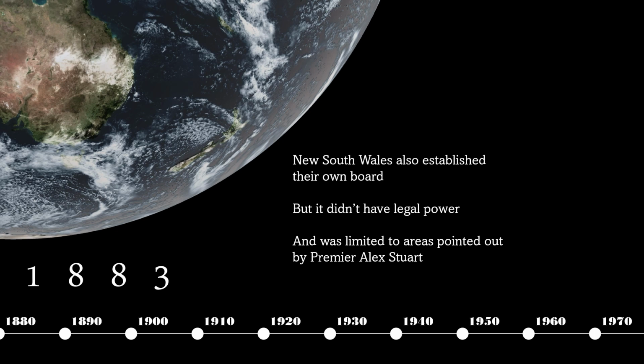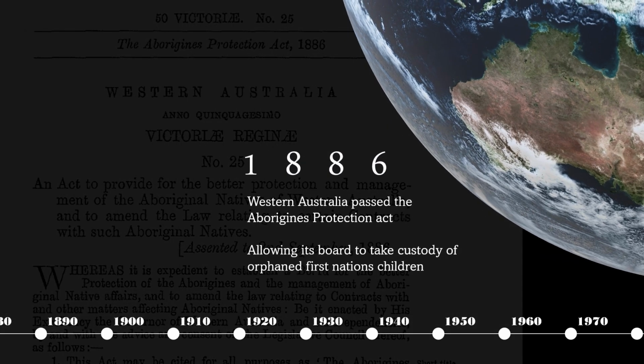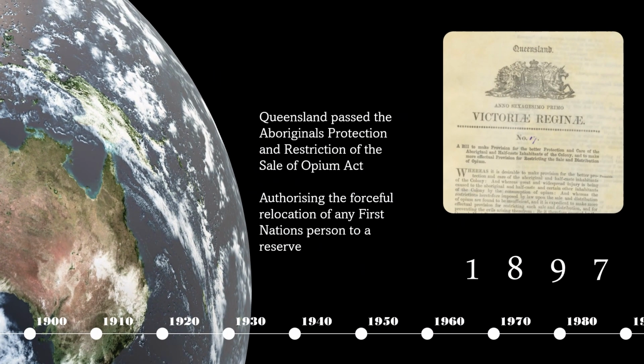It also provided boats and fishing equipment for coastal First Nations people and farming equipment for those who lived on inland reserves, as agricultural production was something the board saw as a civilizing activity. The list of powers would grow to include taking custody of orphan First Nations children when Western Australia passed the Aborigines Protection Act in 1886. The trend continued in 1897 when Queensland authorised the forceful relocation of any First Nations person to a reserve under the Aboriginals Protection and Restriction of the Sale of Opium Act.